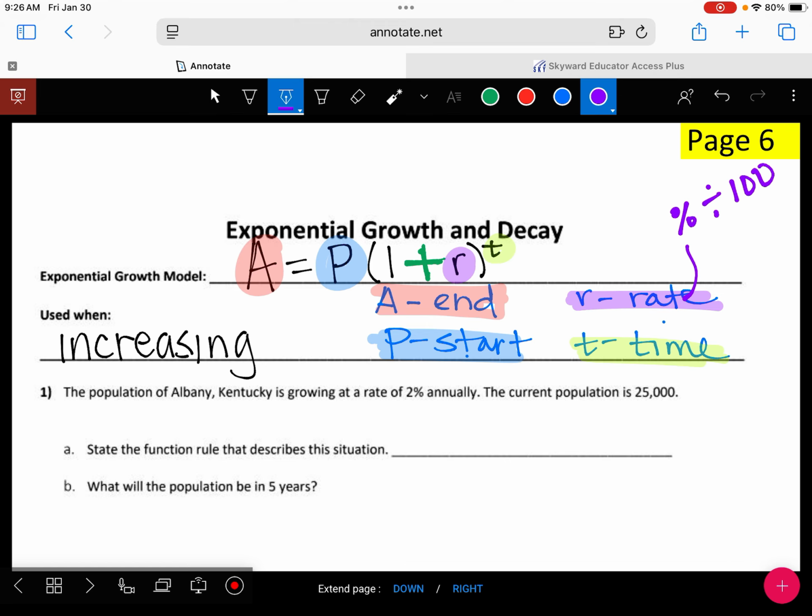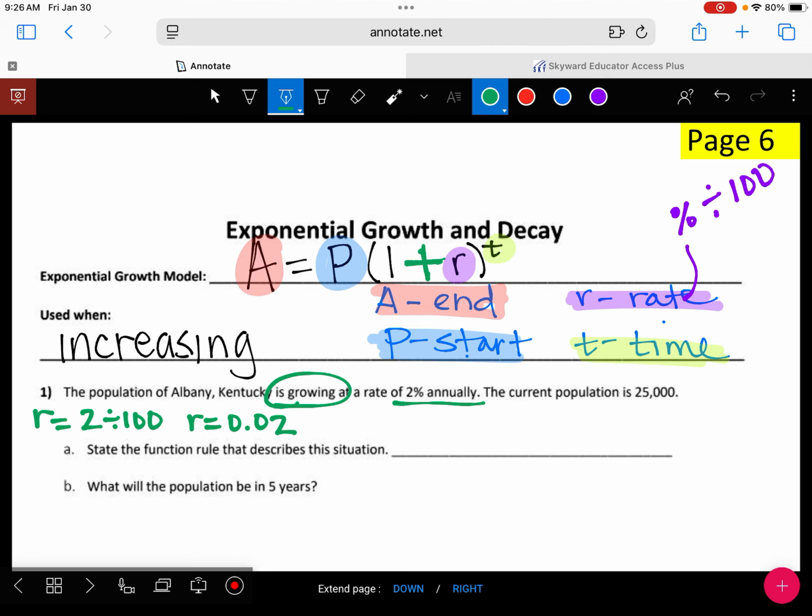So we got the population of Albany, Kentucky. It is growing. This is the key word, is growing. It's growing at a rate of 2%. So you have to find your rate. You're going to take 2 and divide that by 100, which is going to give you 0.02. The biggest mistake is that people will say 2% is 0.2. 2% is 0.02.